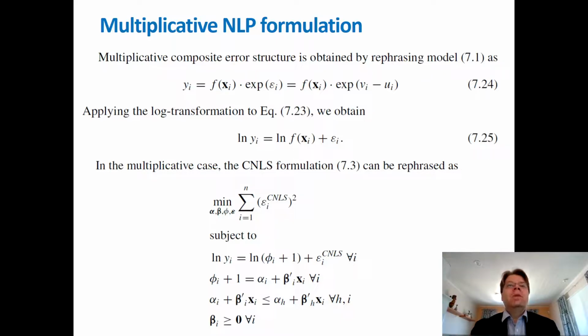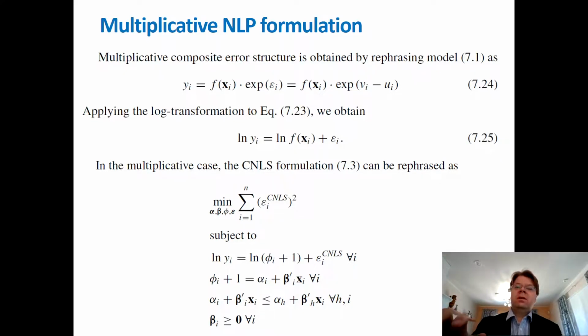One is that if there is heteroscedasticity with respect to the size of the company, so if the error term tends to be larger for the large companies, then this kind of multiplicative specification can take care of that, because now this error term is proportionate to the size of the company rather than additive.